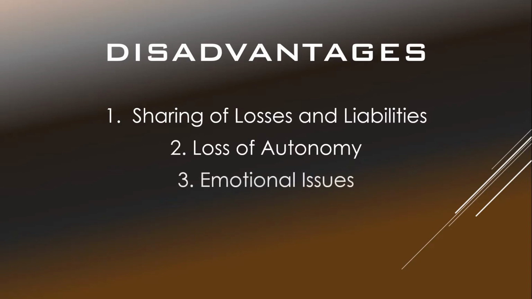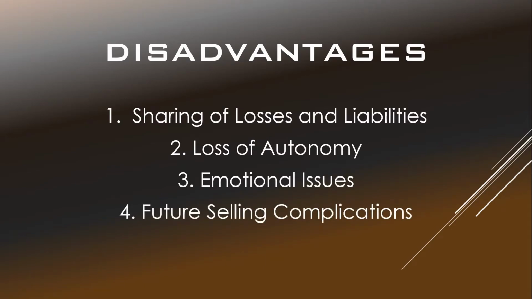Third, emotional issues. A host of issues can surface that may make working with a partner difficult. For example, conflicts can arise from differences of opinion or from an unequal effort put into the business. Fourth, future selling complications. As circumstances change in the future, you or your partner may wish to sell the business. This could present difficulties if one of the partners isn't interested in selling.